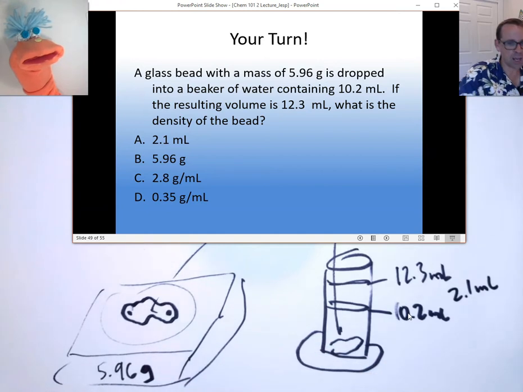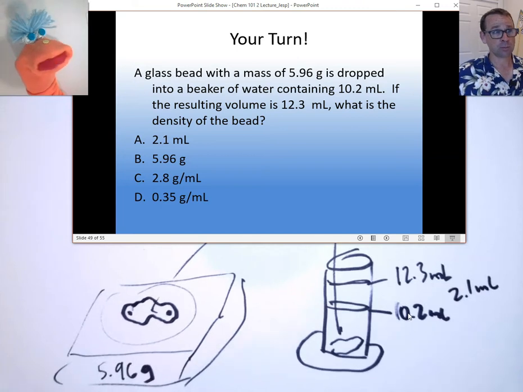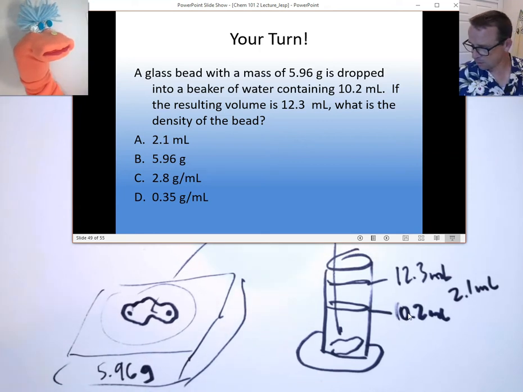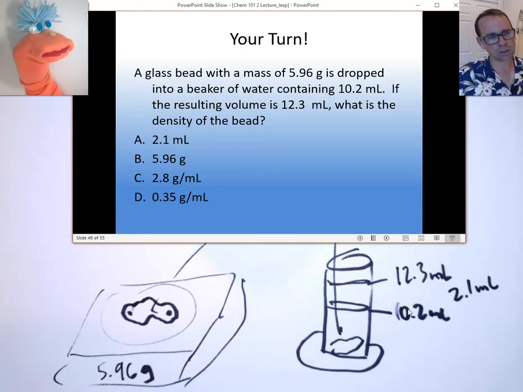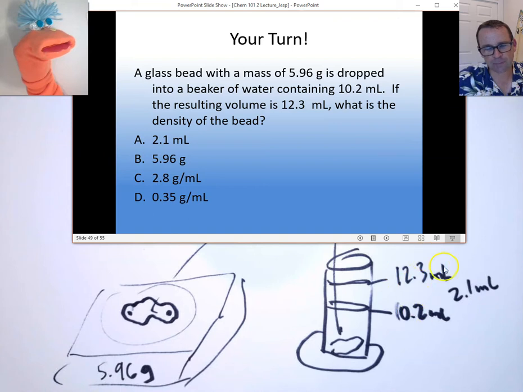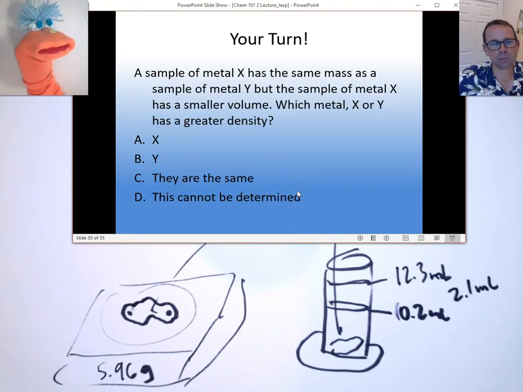This is 5.96 grams. So if I want to find the density, it is, again, the relationship between what? The mass over the volume? That's right. So 5.96 divided by my 2.1, my grams per milliliter, that's going to be my density, which here is 2.83809, but I only get two significant digits because my volume here only has two significant digits, right? Okay, very good. So that is our density, grams of material per milliliter of material.